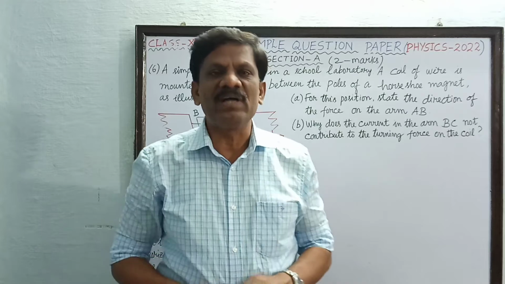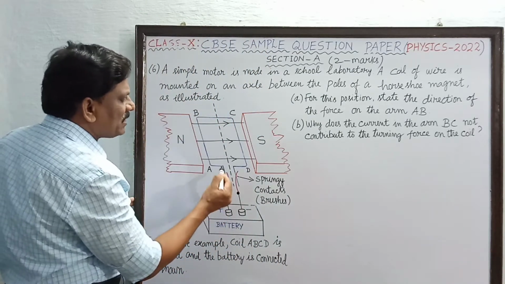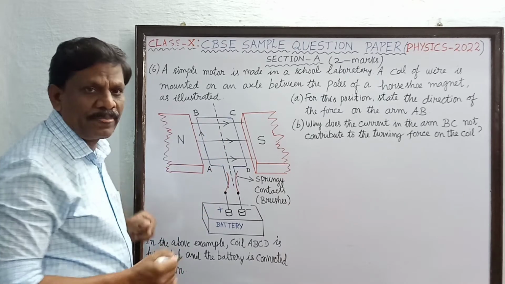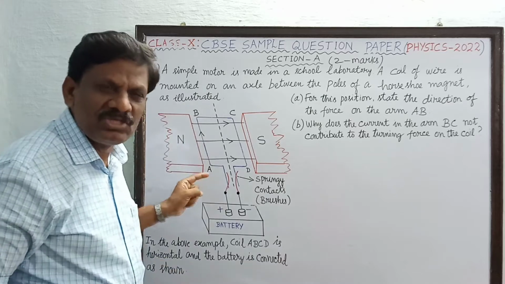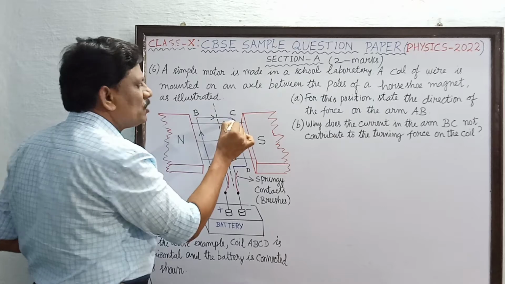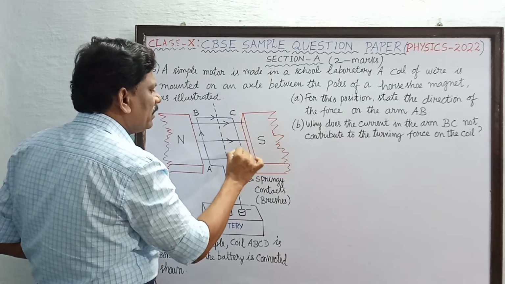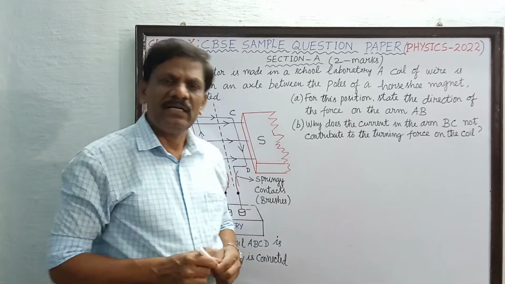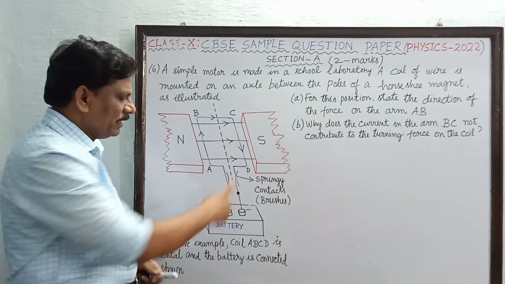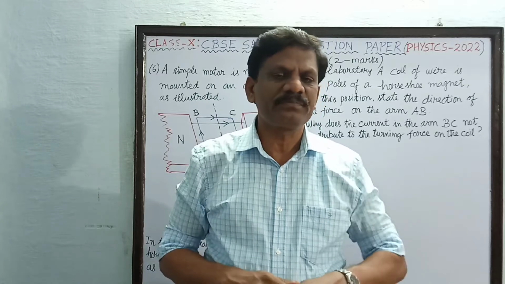It starts from the positive terminal of the battery. So the conventional current will start from the positive terminal and flow in the arm AB from A to B. Then it flows from B to C and then C to D, understand? And then D to the other ring and then it will reach the negative terminal. So one full cycle is over.